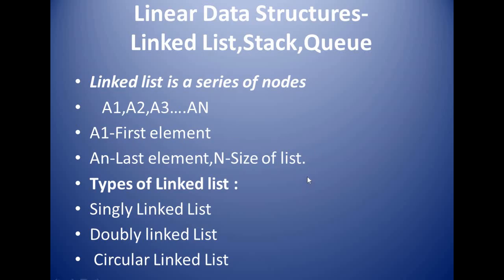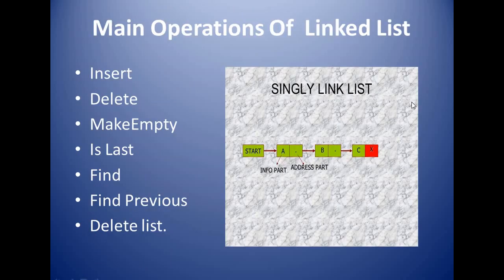Okay. The next is types of linked list. There are three types of linked list. First one is singly linked list, doubly linked list and circularly linked list. What are the operations we performed on linked list? Same: insertion operation, deletion operation, finding the last element, finding previous element and finally deleting the whole list. These are the main operations we performed on linked list.